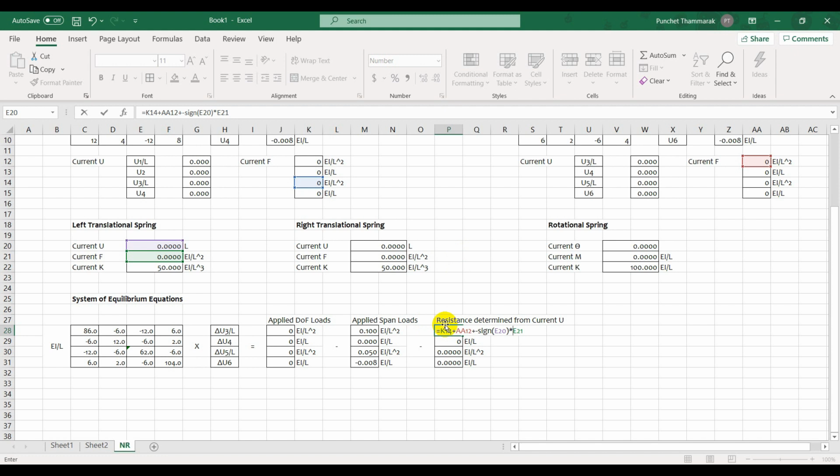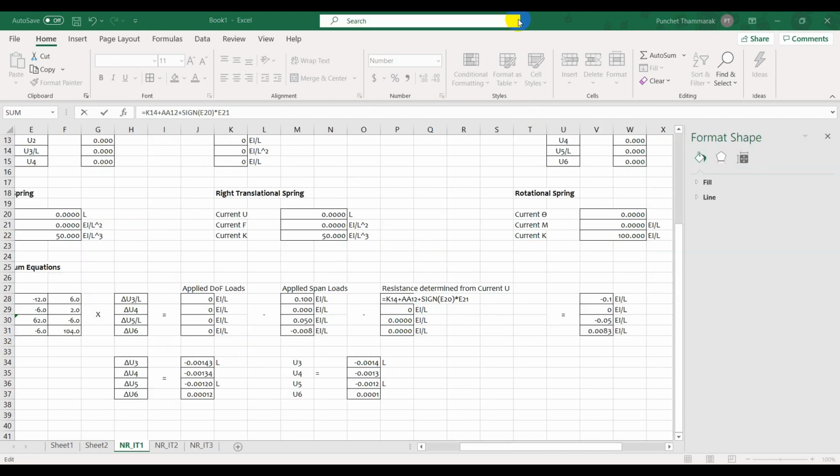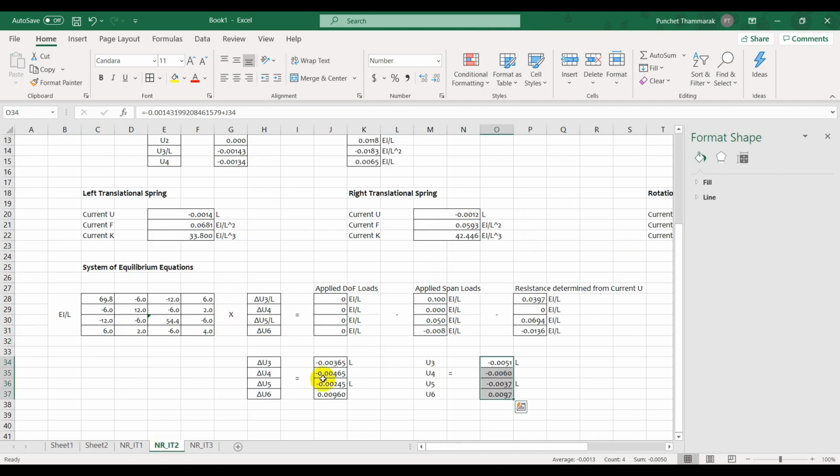If the support settles down, then we expect the force to push that node up. So plus it back, because the spring is the resistant force. Okay, if it works this way, then the spring, where is it? Spring resistance.